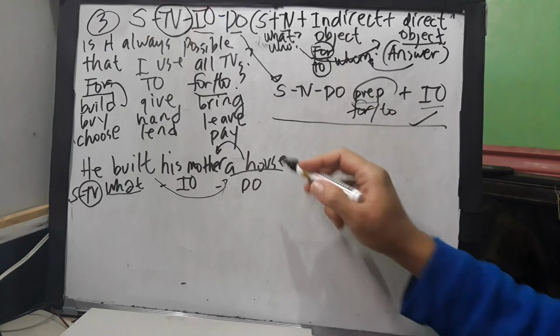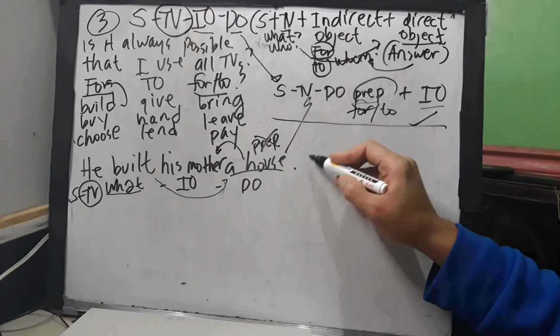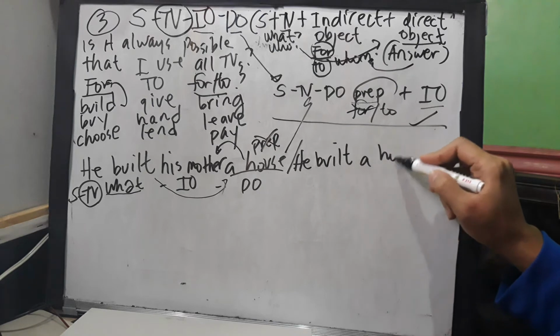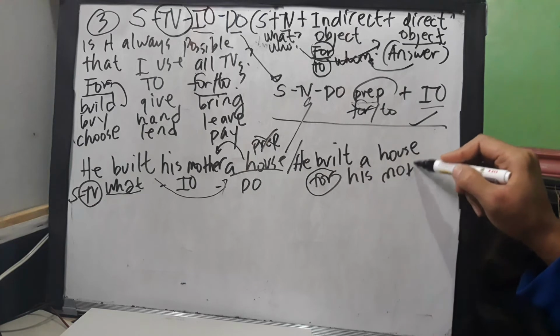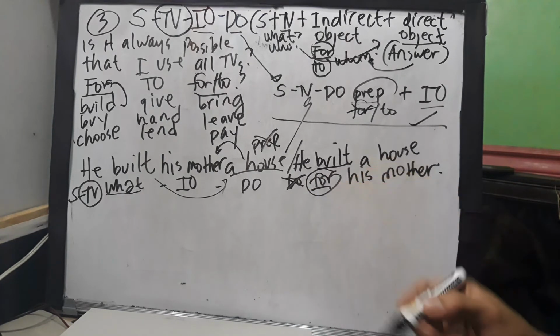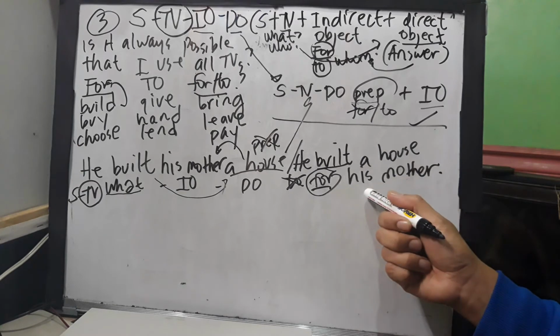So if the pattern, guys, is STVIODO, we don't need to use a preposition here. But as I've told you, you can change the pattern. So how to do that, teacher? It could become like this. He built a house for his what? Mother. So, teacher, how about if I use to? Then that is wrong. Build falls under preposition for whom. So he built his mother a house, or he built a house for his mother.